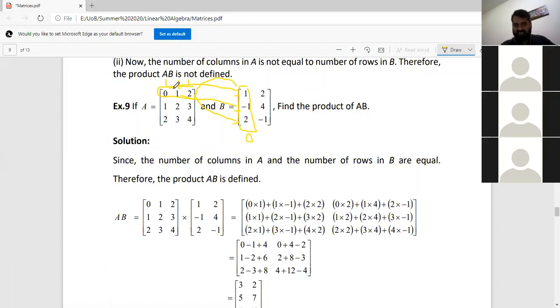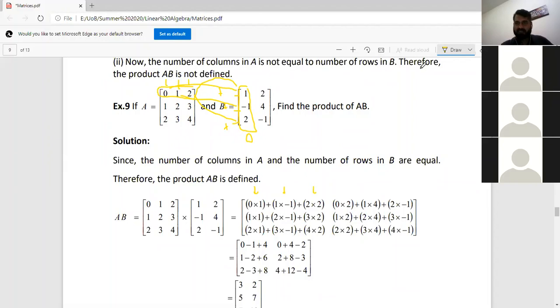Now I multiply 0 with 1, and we multiply and keep on adding. So 0 with 1 plus 1 with -1 plus 2 with 2. This is the first entry of the product.